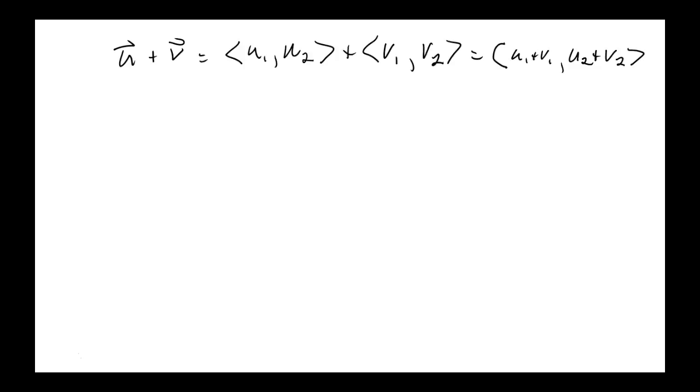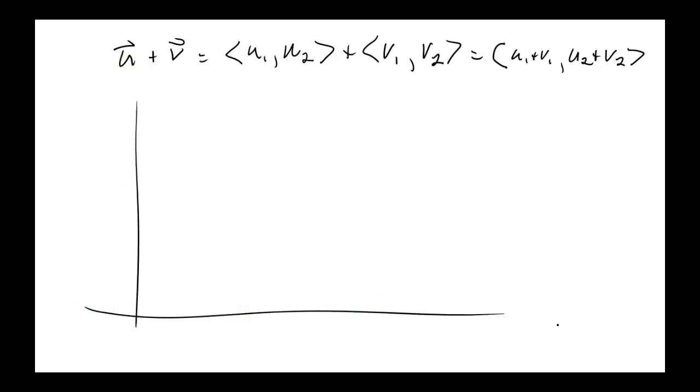Now, let's go back to 2-space because geometrically I can't do this in anything beyond 2 and really make any sense. And let's just arbitrarily choose, because the book did, to put both of these in the first quadrant. Say that was vector u, and this was vector v.